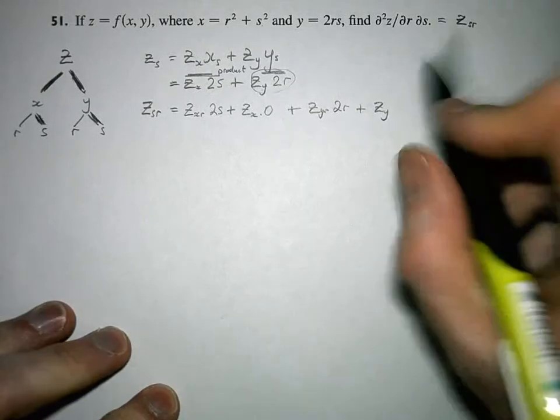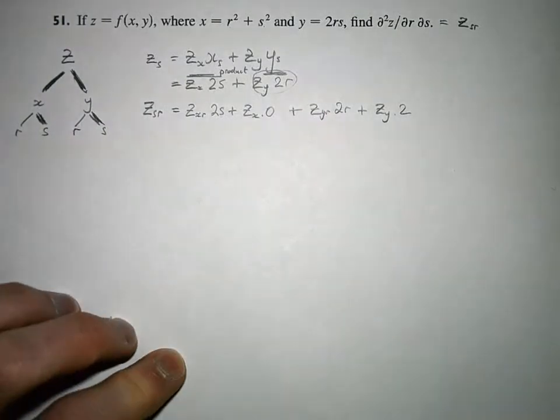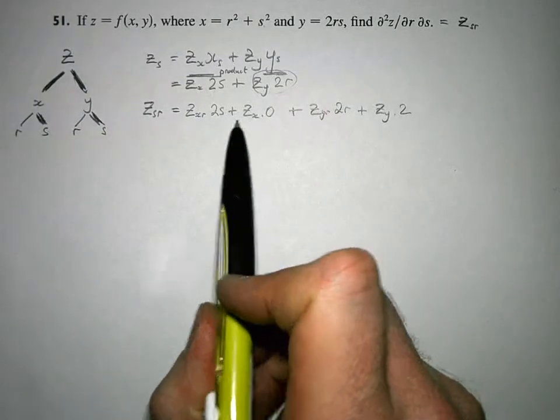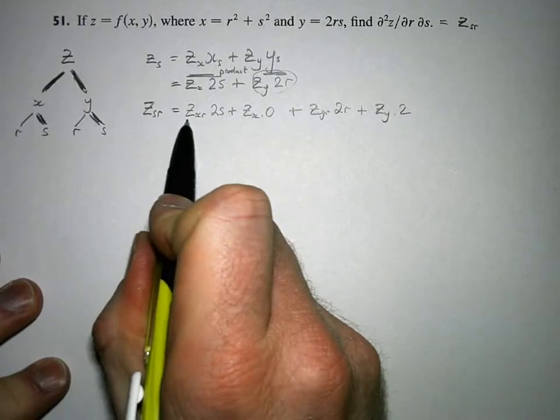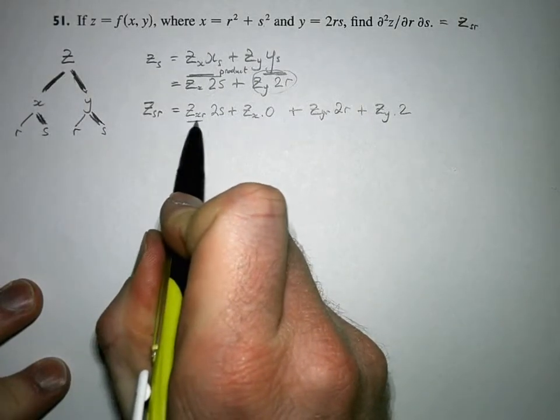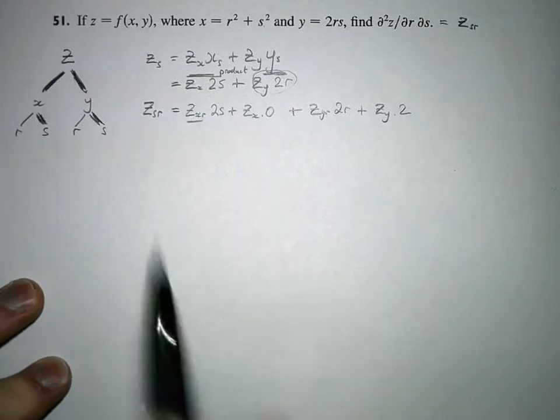The derivative of 2r with respect to r is 2. Right, we're getting closer and closer and closer. Now, what we need to do, this is where things really get interesting, and this is why I say it's the chain rule on steroids, because this thing over here is the tricky one. We want to differentiate zx with respect to r.